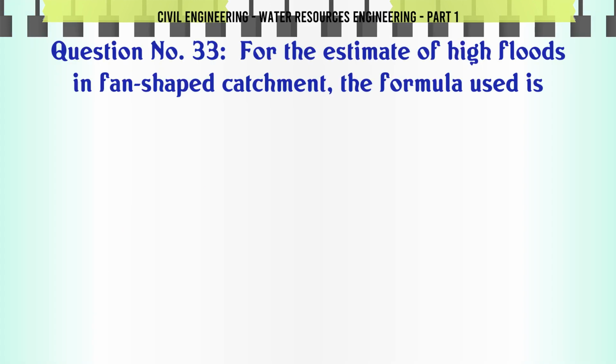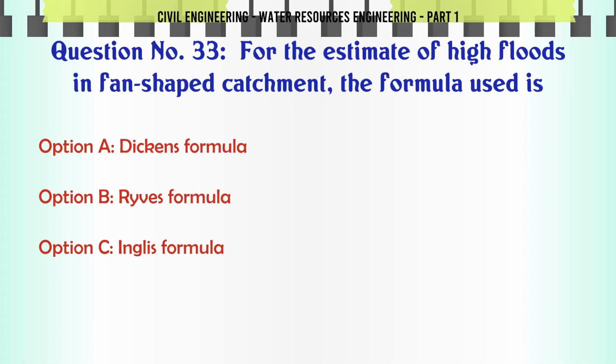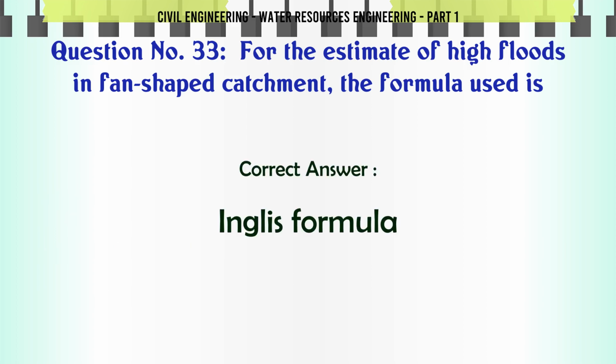For the estimate of high floods in fan-shaped catchment, the formula used is: A. Dickens formula, B. Reeves formula, C. Inglis formula, D. None of these. The correct answer is Inglis formula.